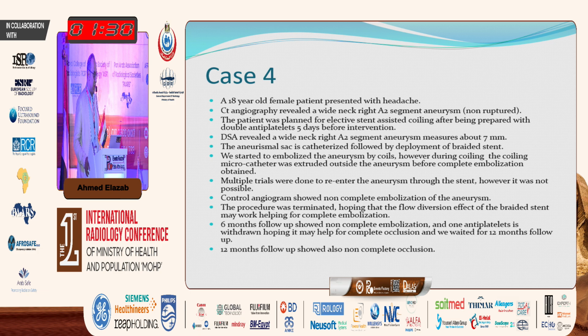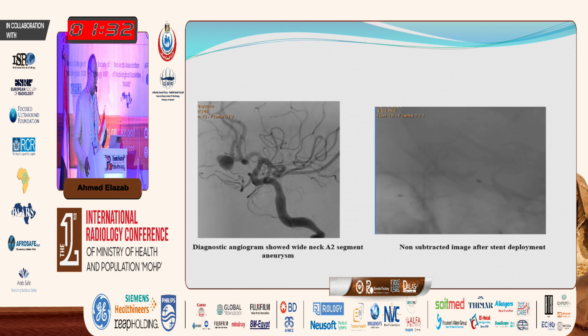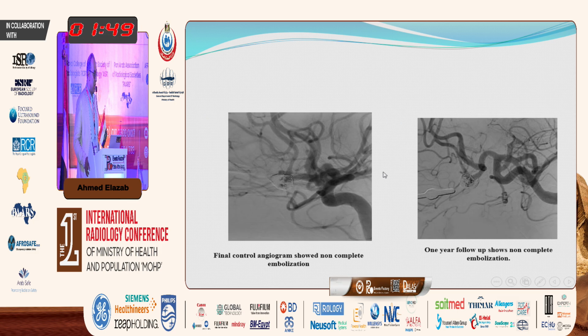And we waited for 12 months. 12 months follow-up shows non-complete embolization. Here we can see wide neck A2 segment aneurysm, and braided stent was deployed across the aneurysmal neck, and the aneurysmal sac is catheterized. Final control angiogram shows non-complete occlusion of the aneurysm. Multiple trials to re-enter the aneurysmal sac failed. The procedure was terminated, hoping that the flow diverter effect of the braided stent will help to complete occlusion.